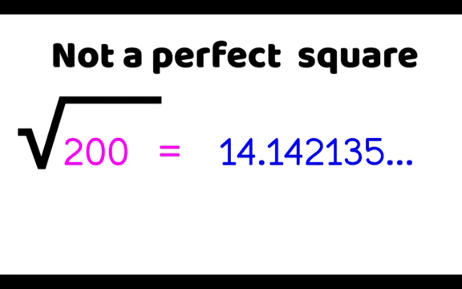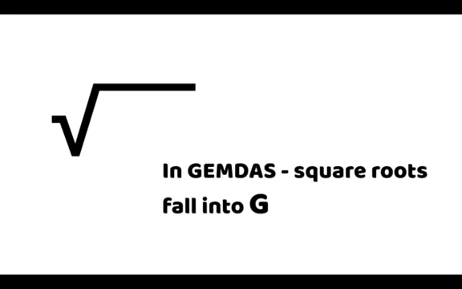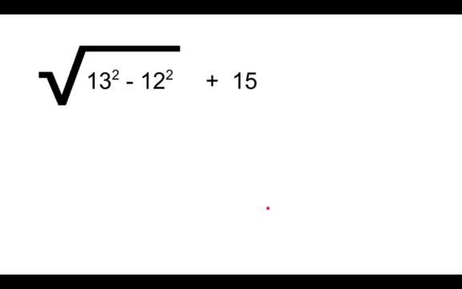So what do you do with this? Well, let me tell you this before we get to the next problem. The square root symbol in GEMDAS, in order of operations, falls under G, the groupings. So look at this problem. It's on page 277 in your hardcover book. It wants us to simplify this expression, the square root of 13 squared minus 12 squared, plus 15.